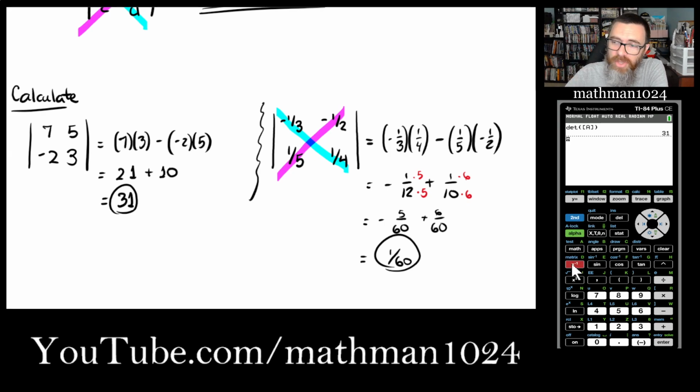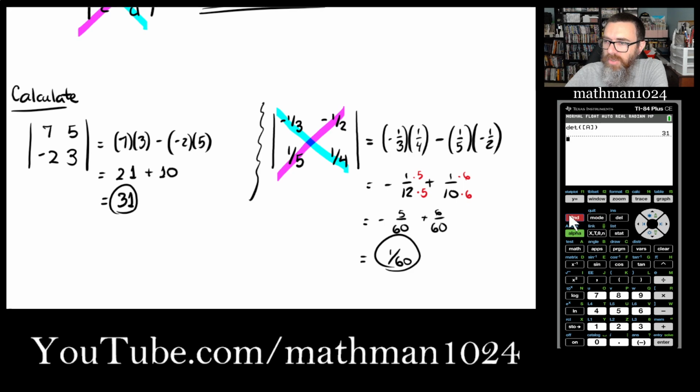Now let's check the other one. It means we have to edit this. Still a 2 by 2. Now it's negative 1/3, negative 1/2, 1 over 5, and 1 over 4.